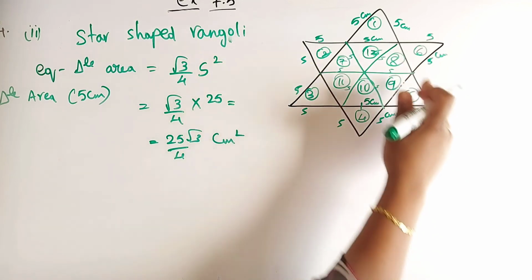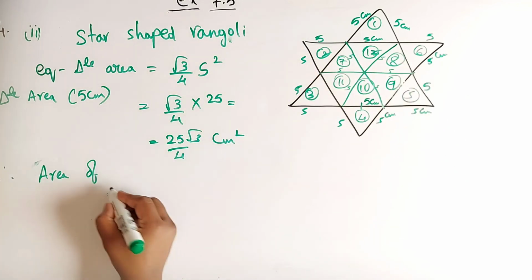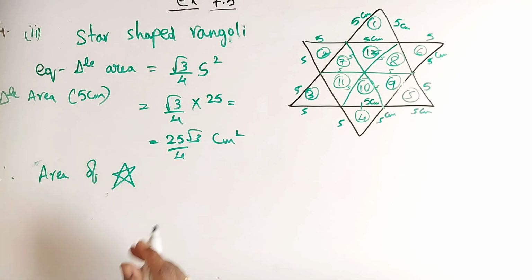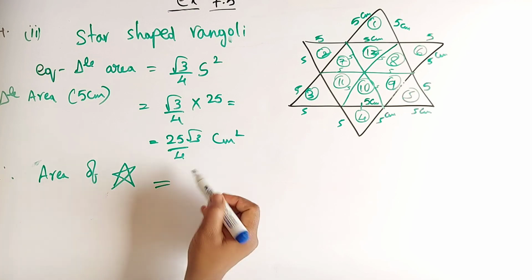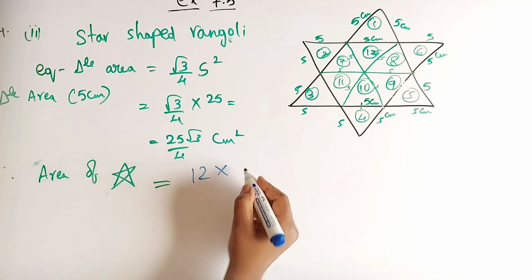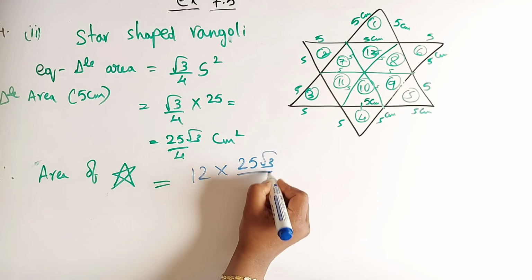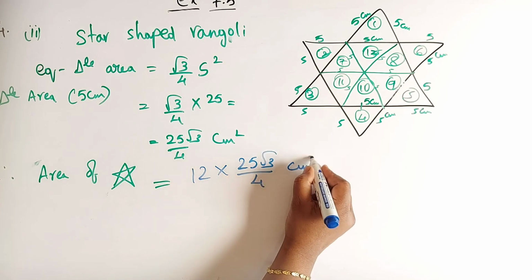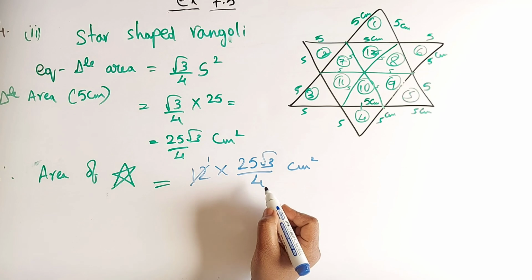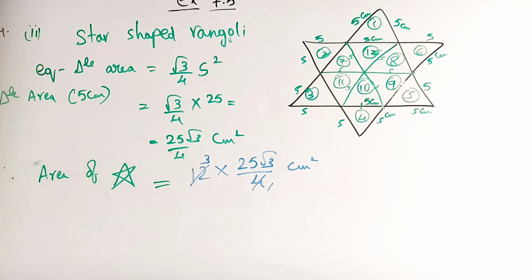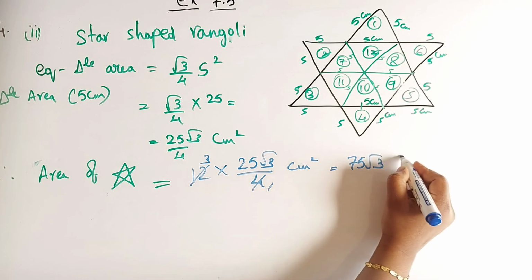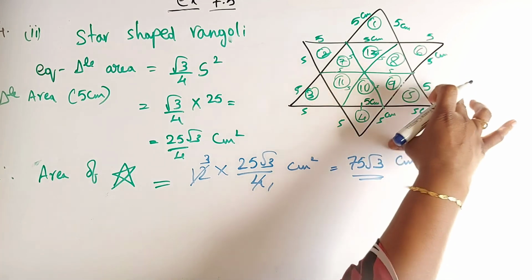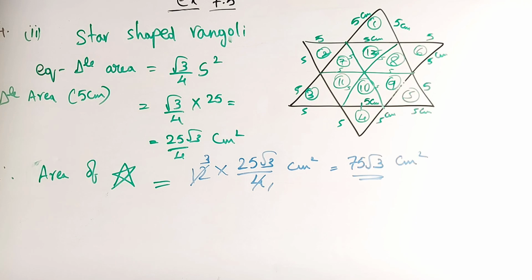Here we have 12 triangles like that. Therefore, you can find out the area of the star, children, because we have 12 triangles. That equals 12 into 1 triangle area. 12 into 1 triangle area, 25 root 3 by 4 centimeter square. Correct? 12: 4 threes are 12, so 3 into 25, 75 root 3 centimeter square, children. This is the star area, right children?